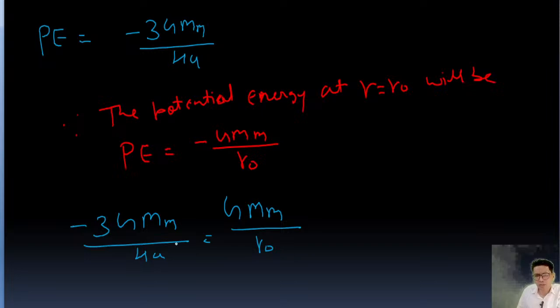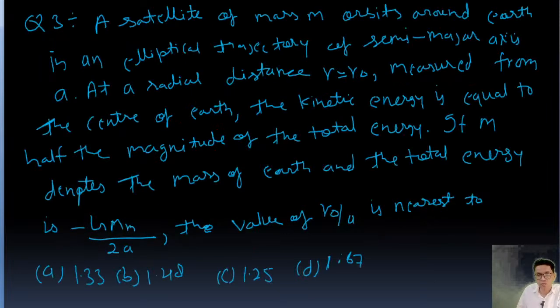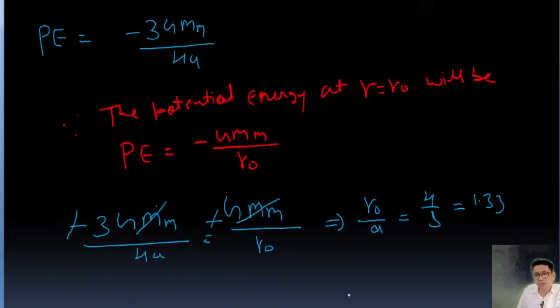Now we'll solve it. This GMm will get cancelled, and minus minus will get cancelled. That implies the value of r naught upon a is going to be 4 by 3, or 1.33. So which option is matching, guys? Let me check. Option A is the correct option. So it's a good question, and it's a simple question, but it's a 5 marks question, guys.